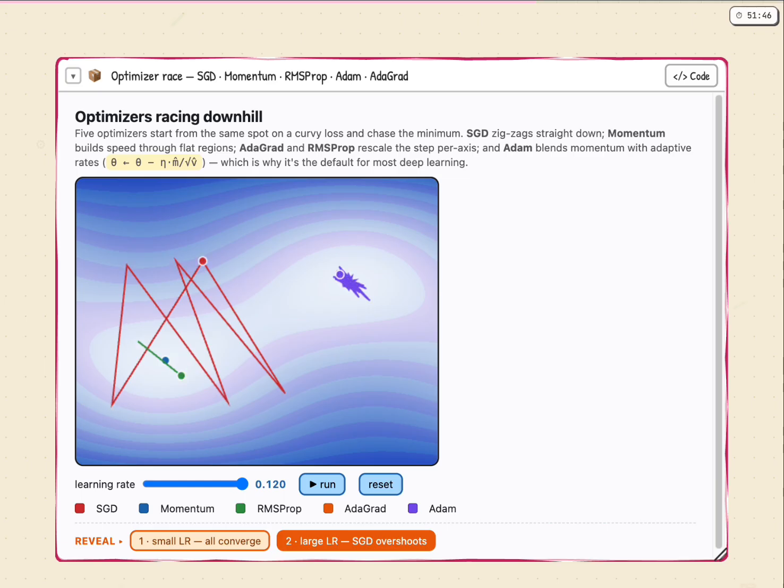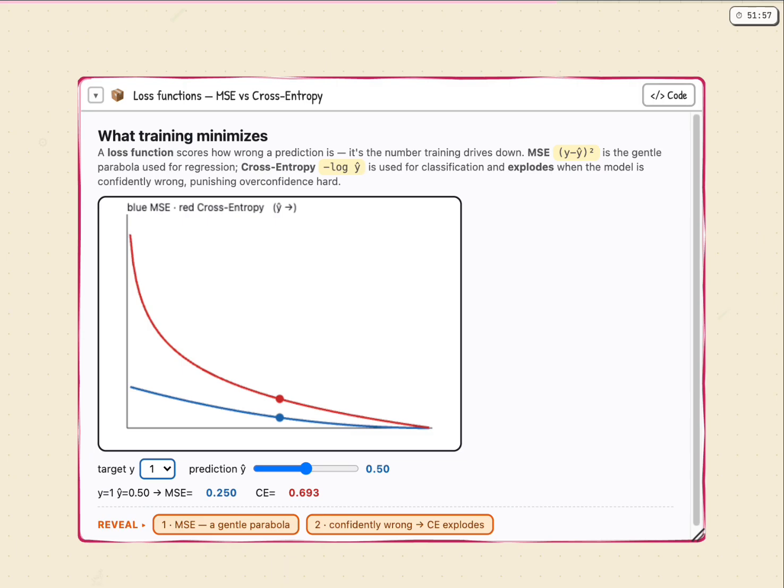It just works. The optimizer needs something to minimize, and that something is the loss function, the precise number that scores how wrong a prediction is. And different jobs need different scores.